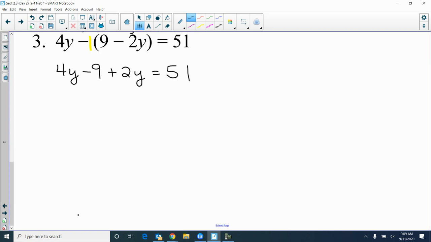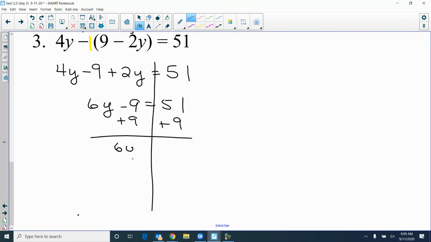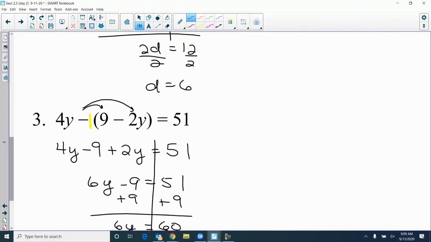All right. The answer's 10, which most of you that I looked at got. 4y plus 2y is 6y minus 9 equals 51. I'm going to add 9, and I get 6y equals 51 plus 9 is 60. Divide by 6. y equals 10. Okay, y equals 10 for that.